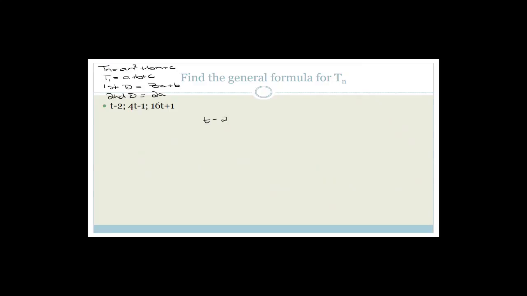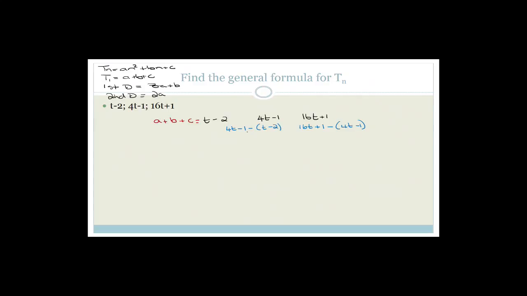I go T minus 2, 4T minus 1, and 16T plus 1. So we know that T1 is equal to A plus B plus C. Okay, now we need to find the first difference. So 4T minus 1 minus T minus 2. And then we've got 16T plus 1 minus 4T minus 1.